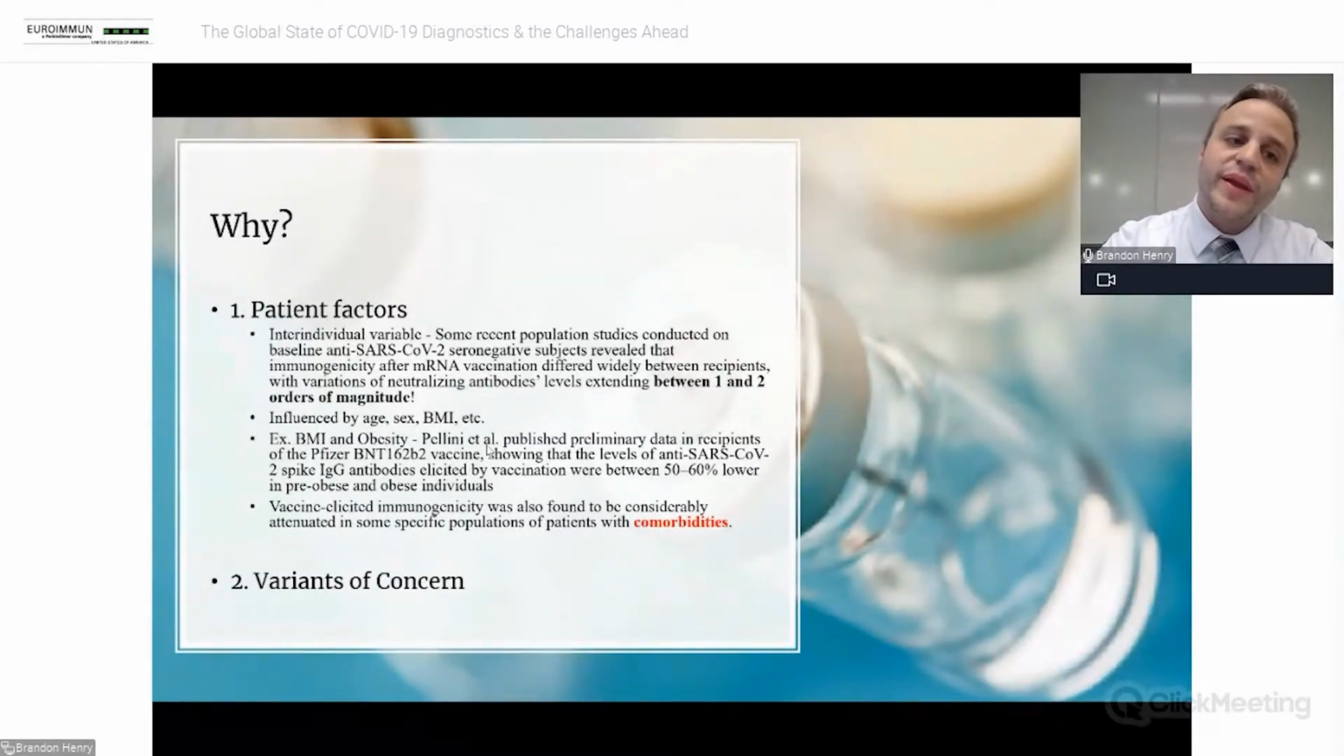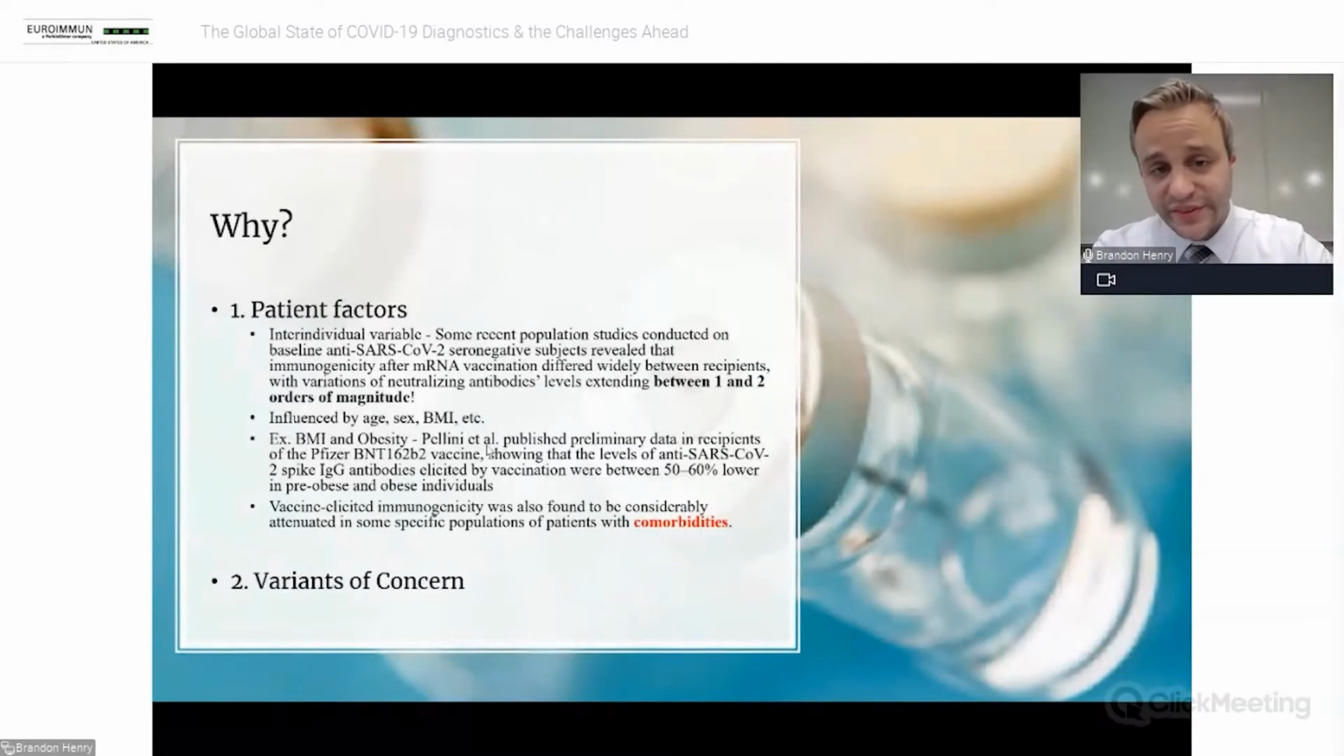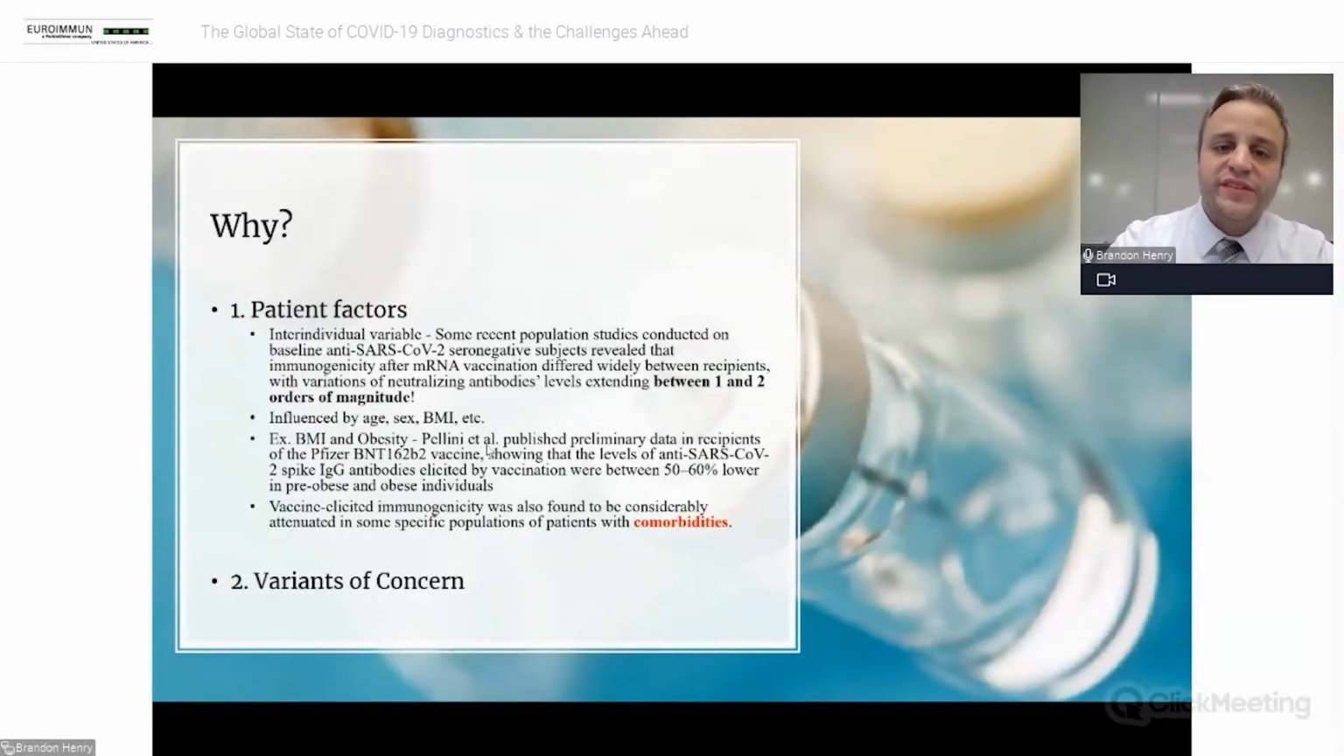I think that there's two main reasons: patient factors and variants of concern. Certainly there are others, but I'm focused on these two. And the first is inter-individual variability: the immune response has a lot of variability between individuals. Recent population studies conducted on baseline seronegative subjects, so those who have never been exposed, never had COVID-19, revealed that immunogenicity after mRNA vaccination differed widely between recipients, with variations of neutralizing antibody levels extending between 1 and 2 orders of magnitude. And these studies were done by myself and Giuseppe Lippi in Verona, Italy.